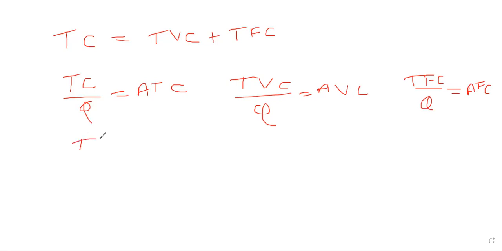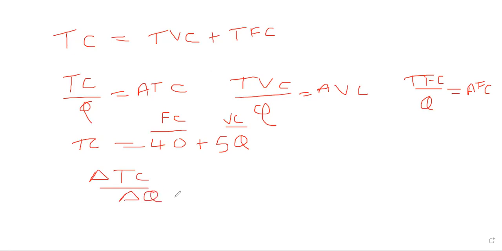So if we have a function, for instance, total cost is equal to 40 plus 5Q. The total cost is this part here, where the fixed cost is the constant part. Variable cost is what? The one with the letter. So the change in total cost over the change in quantity is actually what we call the marginal cost. Precisely, if we have a scenario where output is given by 1, 2, 3, 4, 5.